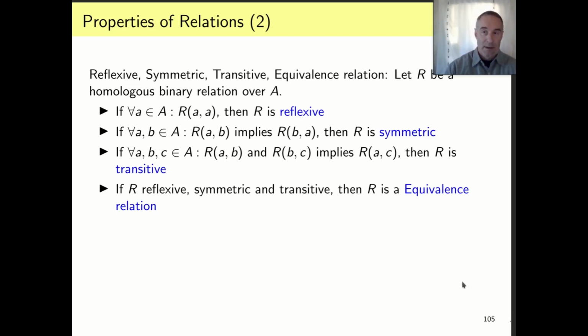Some useful properties of a homogeneous binary relation that we'll see are the notion of being reflexive. So every element is related to itself with this relation. Symmetric, if a is related to b, then b is related to a. Transitive, if a is related to b and b is related to c, then a is related to c. If that's the case, then R is transitive. And then it's also an interesting case if we have all three of these properties holding at once, and that's known as an equivalence relation.